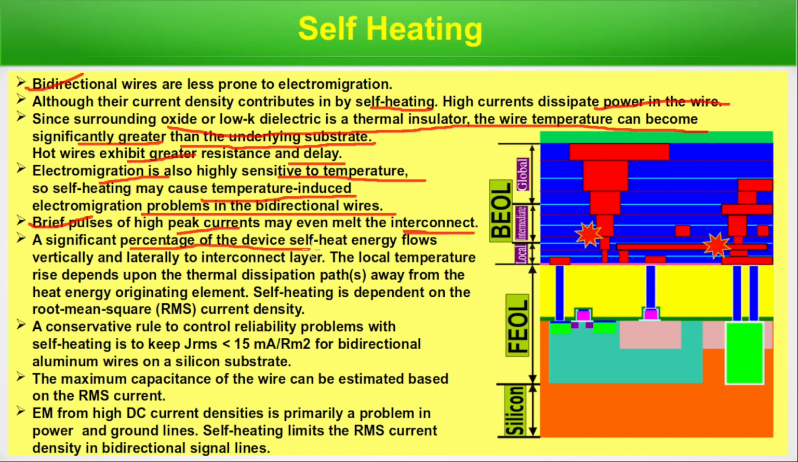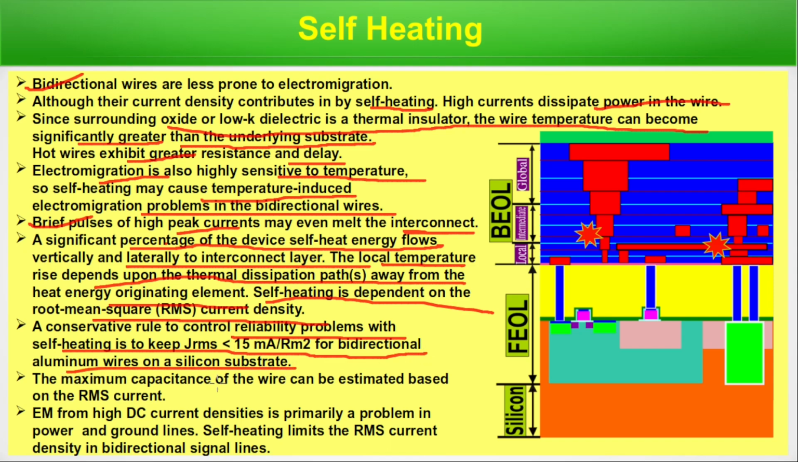A significant percentage of device self-heat energy flows vertically and laterally to the interconnect layer. The local temperature rise depends upon thermal dissipation paths away from the heat energy originating element. Self-heating is dependent on the root mean square current density, so it depends on current density. Self-heating is also dependent on IRMS. The temperature of any point in the chip depends on how far it is from the heat generating element. A conservative rule to control reliability problems with self-heating is to keep JRMS at 15 milliampere per micrometer square for bidirectional aluminum wires on silicon substrate.